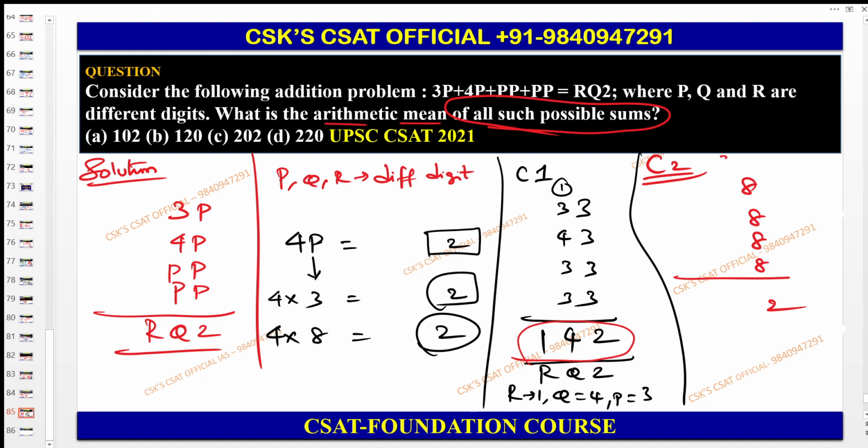So 32. 3 carries here. Then 3, 4, 8, 8. So 16, 20, 26. 262. Okay, 262. So this is one possible.